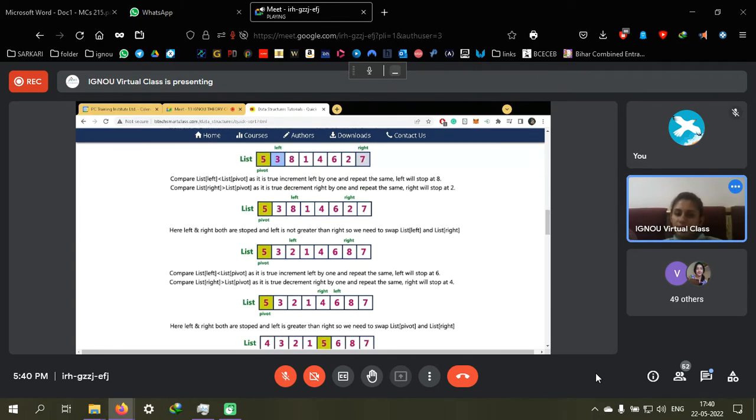Do the similar thing with the left. So is the left value greater than pivot? No. Is the left value greater than pivot? No. Is the left value greater than pivot? Yes. Stop left here. Now do the right. Is right smaller than pivot? No. Is right smaller than pivot? Yes. Stop here.